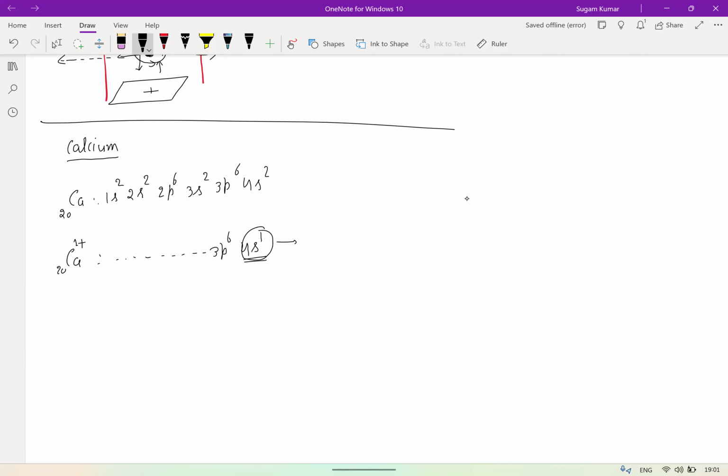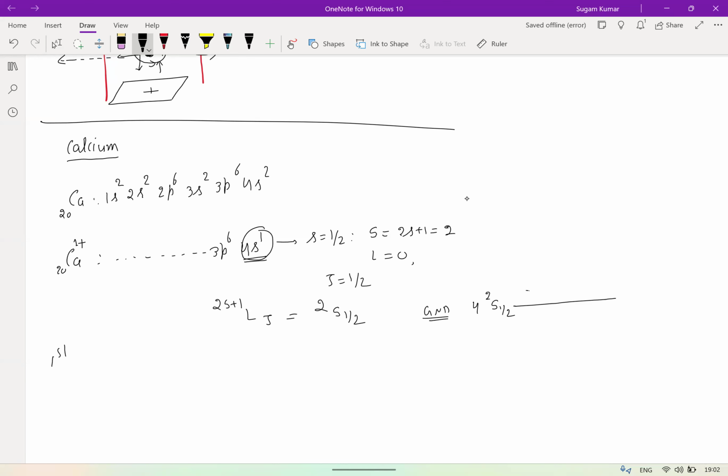So this is going to have a spin of half, and as a result the multiplicity is going to become 2. And since L is 0, J is going to become half. Then the state becomes 4 2S 1/2, correct? So the ground state of the calcium ion is the following. Look at here, this is the 4 2S 1/2. This is the ground state.